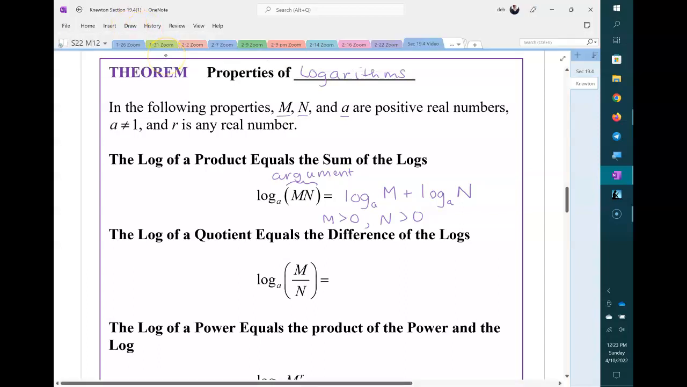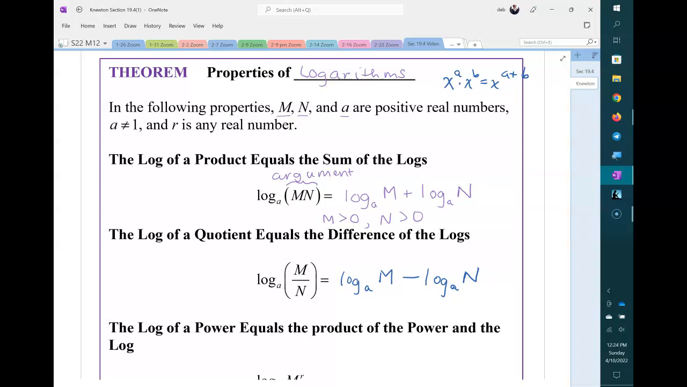Okay, so then let's look at the log of a quotient. Here, the log of a quotient equals the log of the numerator minus the log of the denominator. And logarithms are exponents, which we looked at on the first page of these notes. Because logarithms are exponents, that's why these properties work out this way. If you have x to the a times x to the b, you add the exponents. So it's the same idea here, where we have the log of things multiplied, and we actually end up doing a sum.